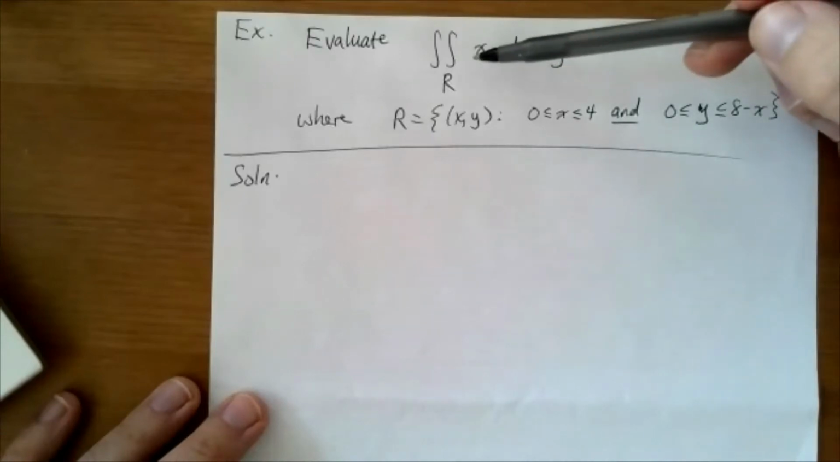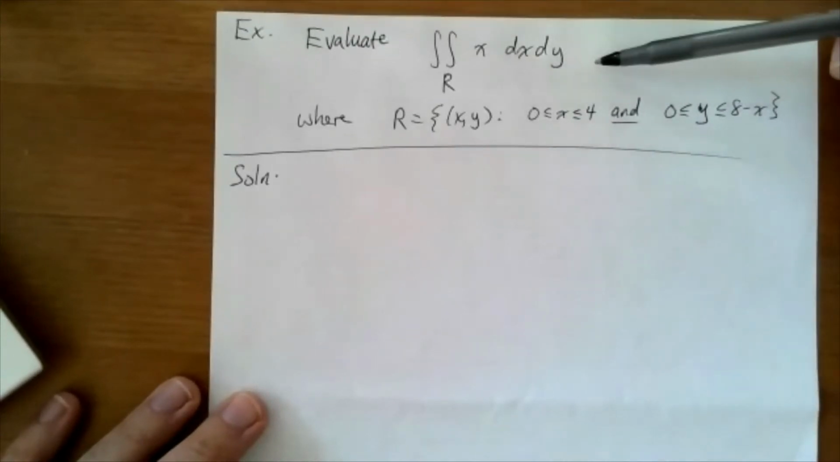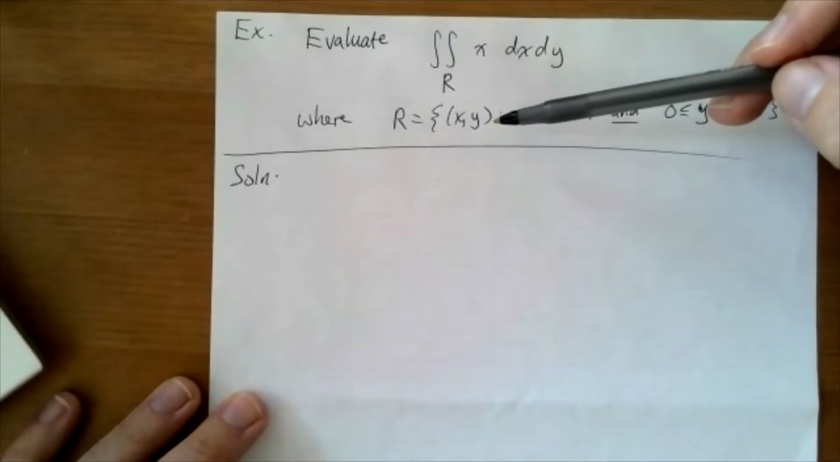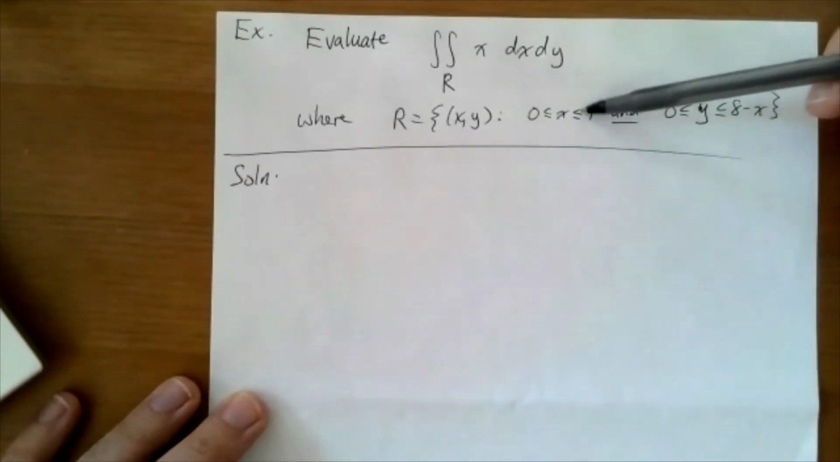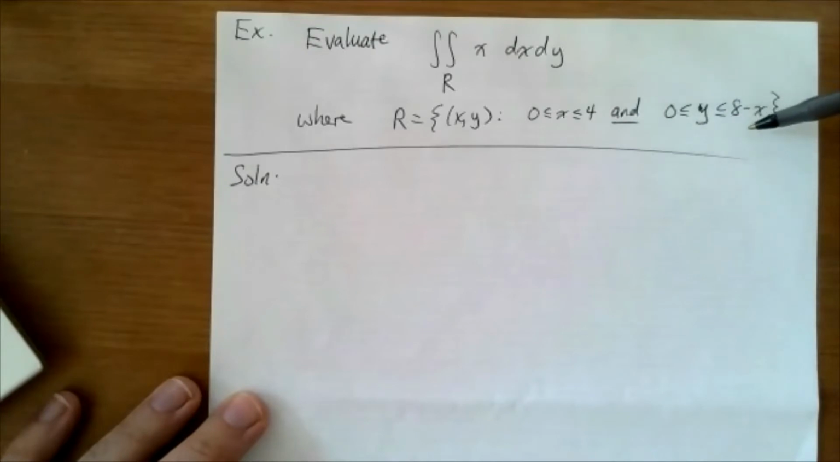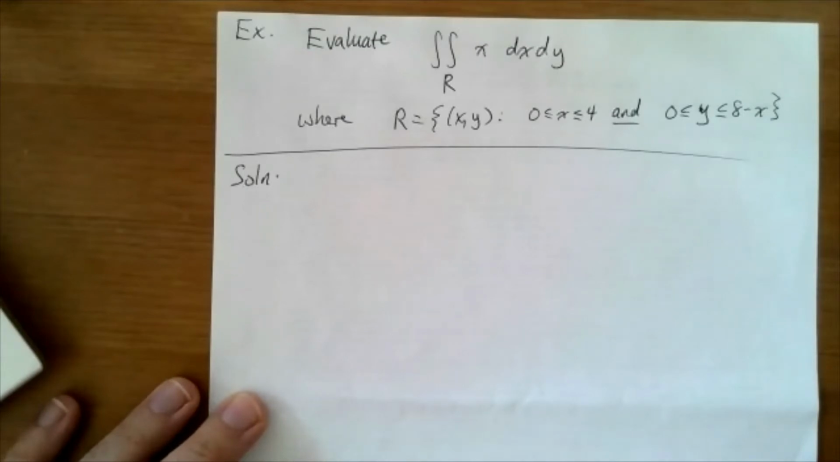Our problem is to evaluate this integral of x dx dy over the region R, where R is the set of pairs of points where the first number goes from 0 to 4, and the second number goes from 0 to 8 minus the first number. Normally we would draw a picture of the region to get a game plan of how we're going to integrate, but here we're given the bounds for each variable, so we can just plug that in.